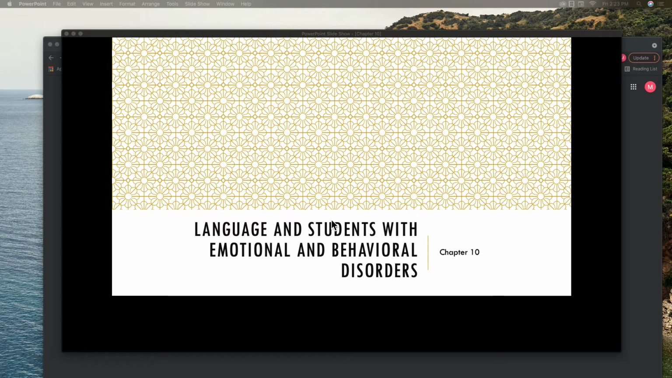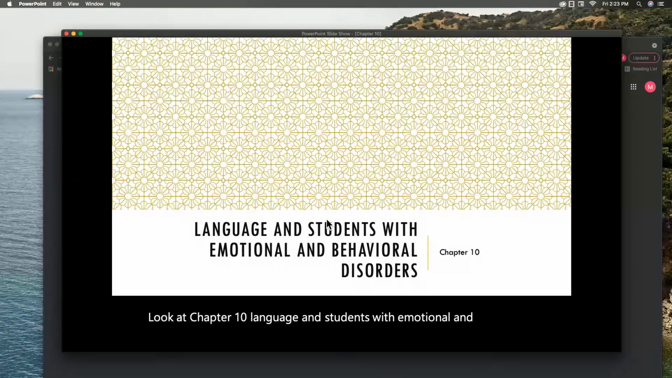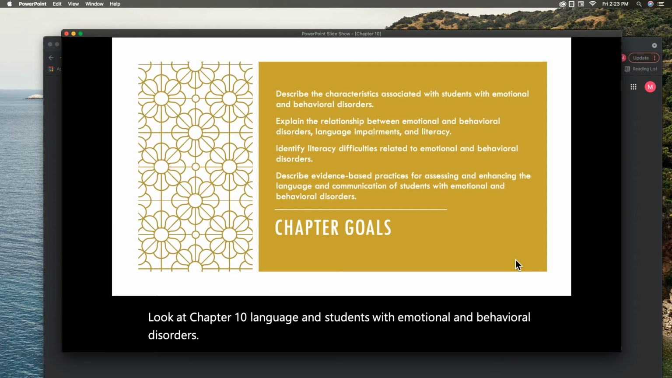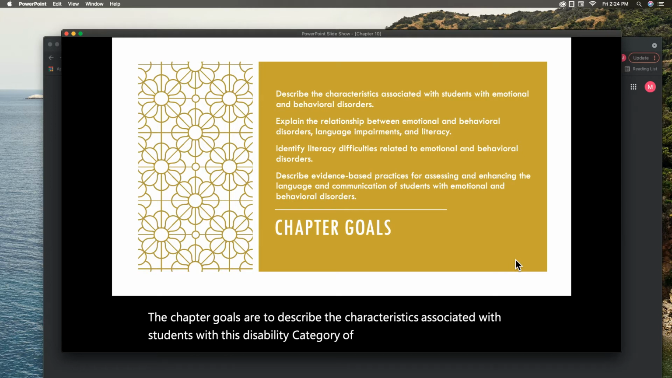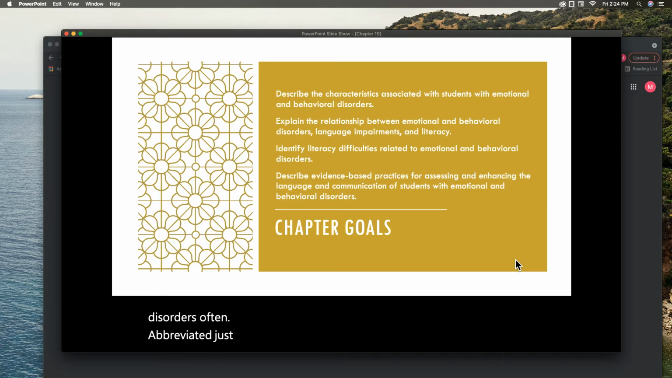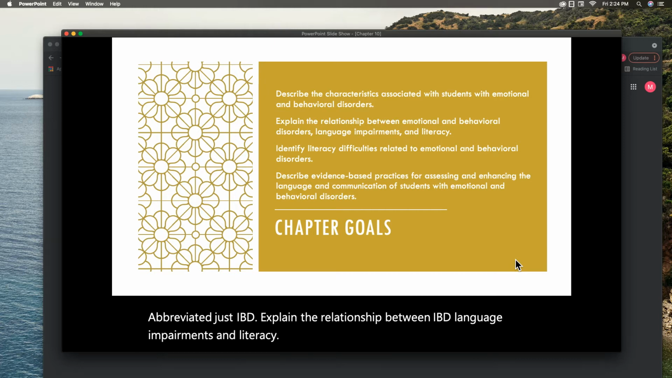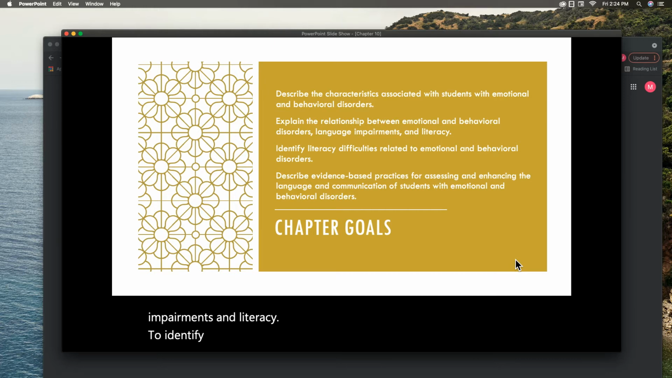Let's look at Chapter 10, Language and Students with Emotional and Behavioral Disorders. The chapter goals are to describe the characteristics associated with students with this disability category of emotional and behavioral disorders, often abbreviated to just EBD. Explain the relationship between EBD, language impairments, and literacy. To identify literacy difficulties related to emotional and behavioral disorders.